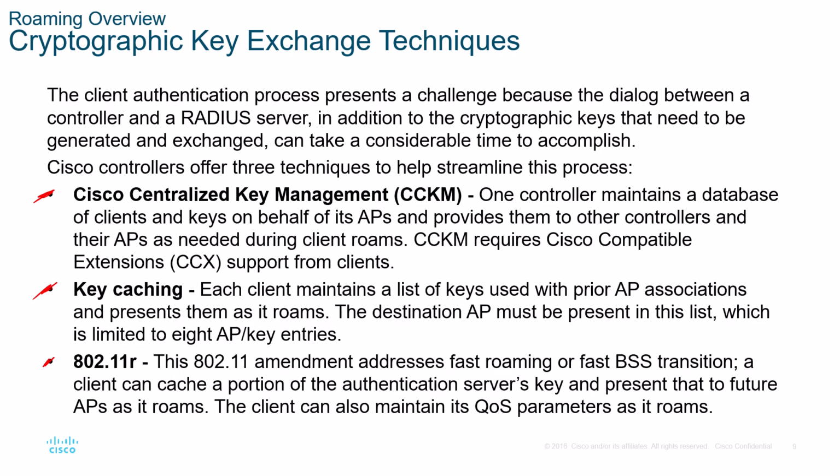Lastly is an amendment to 802.11 to address fast roaming. Again, that's why it's called 802.11r, or fast BSS transition. A client will cache a portion of the authentication server key and will present that to future APs while it's roaming. The client will also maintain its QoS parameters as it roams.